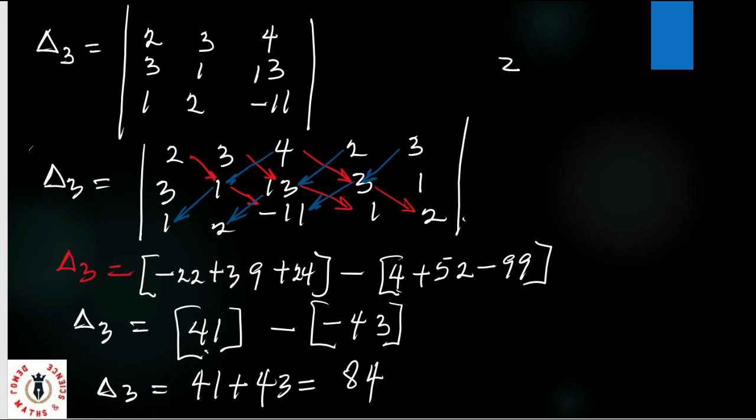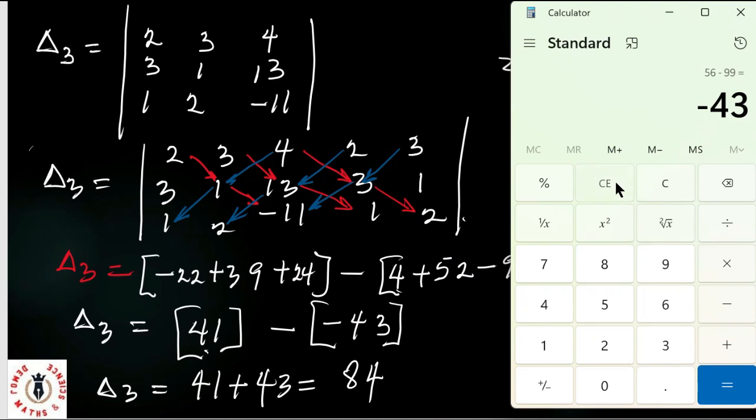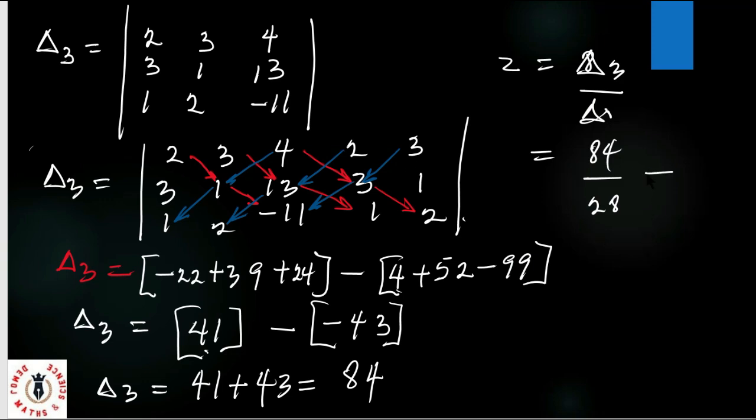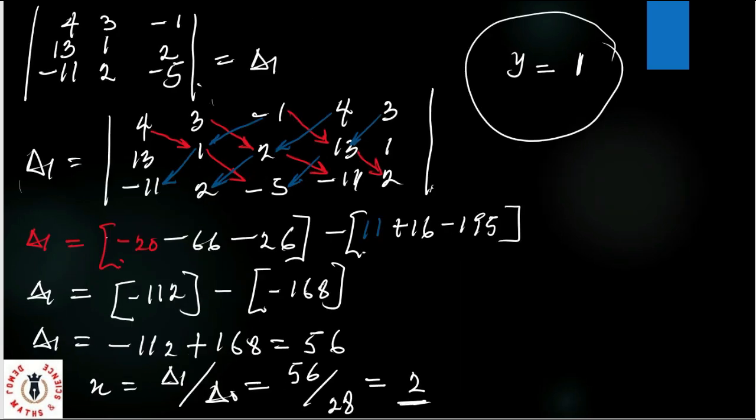So that my z should be the same thing as delta 3 over delta naught, which is 84 over 28. 84 divided by 28, that should be 3. That means our z is 3. So we got our x to be 2, y to be 1, and z to be 3. Will this help you understand how to solve a system of 3 by 3 equations using determinants?